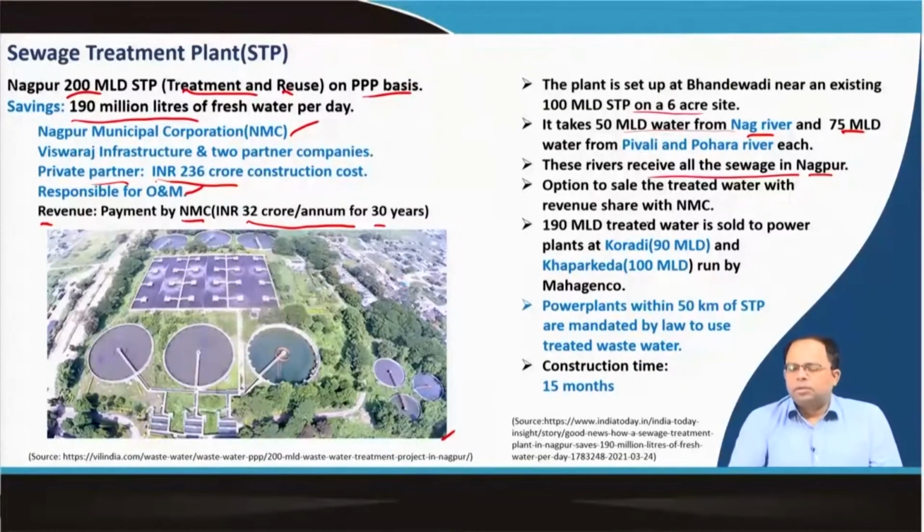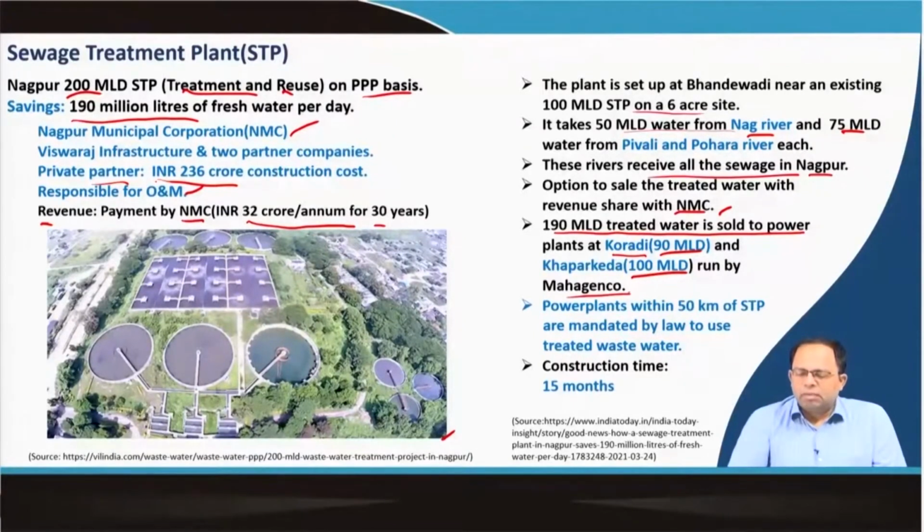Now, this contract has an option to sell the treated water with revenue share with Nagpur Municipal Corporation. That means if the water is reused, the money generated by selling it has to be shared with NMC. Out of the 200 MLD of treated water, 190 MLD is sold to power plants at Koradi and Khaparkheda. The first takes around 90 MLD of water, and the next one takes around 100 MLD, and both these thermal power plants are run by Mahagenco.